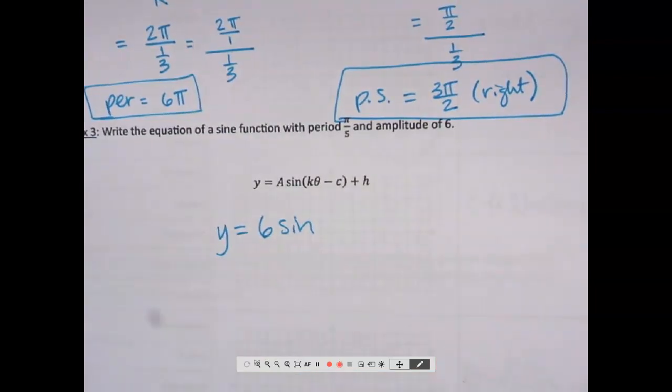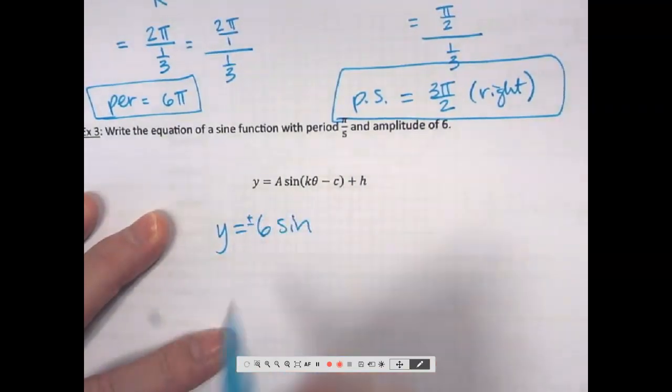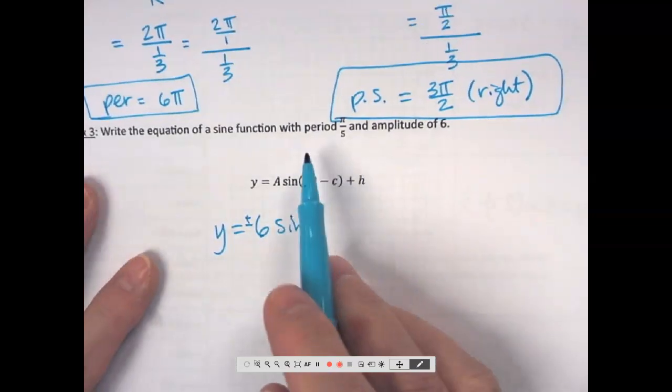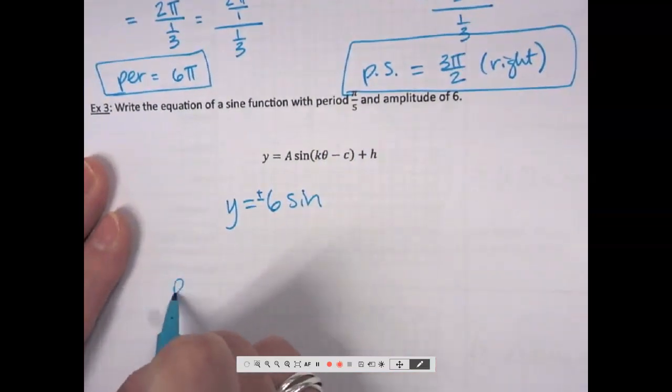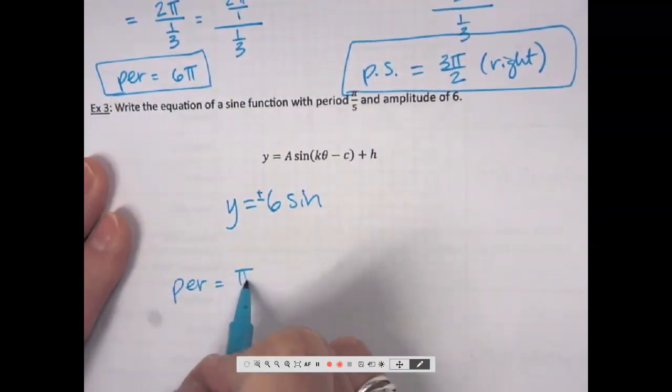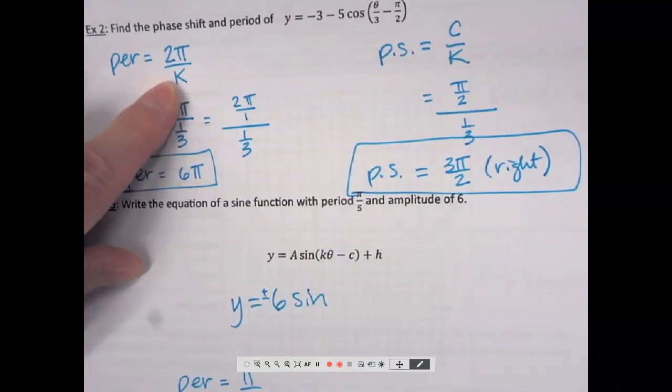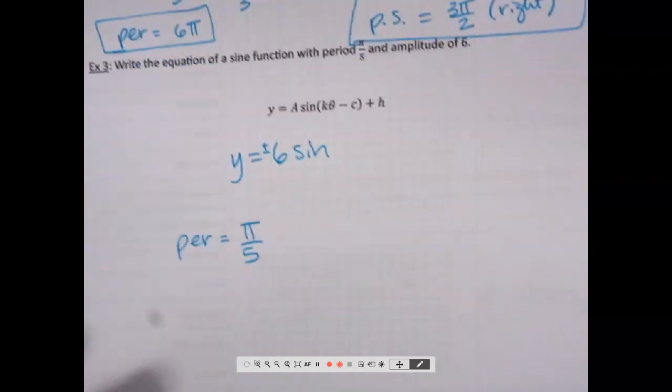Does anyone want to argue that it could be something else? It could be negative. So generally what you will see is plus or minus. Because if I had a positive or a negative 6 out there, the amplitude is still 6. Okay, so let's take this idea of period as pi over 5. And I'm going to use that same formula that we had up here. Period is 2 pi over k.